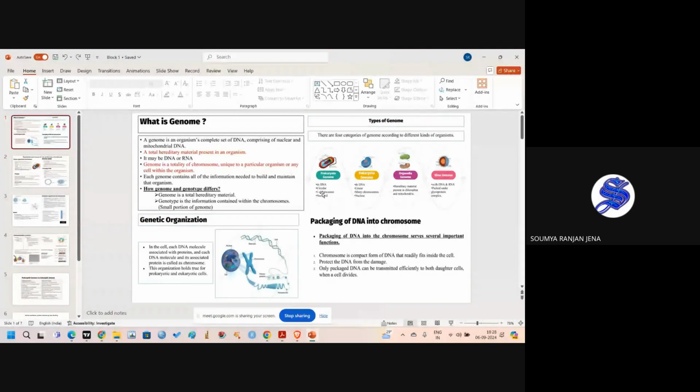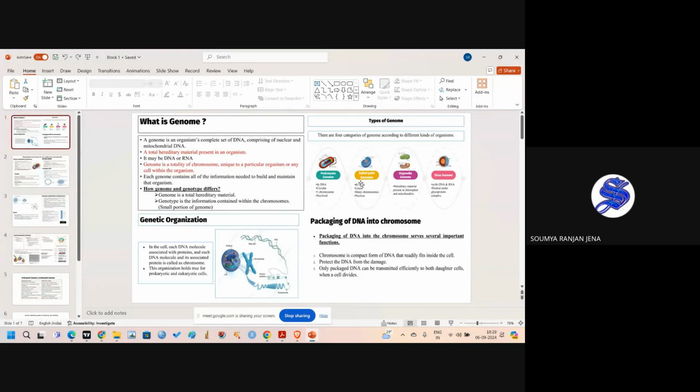If we go to the types of genomes, there are four categories of genome according to different kinds of organism. Prokaryotic: pro means primitive, karyon means nucleus. The prokaryotic genome is double-stranded DNA, circular in nature, like this, having one chromosome and a nucleoid structure. What is a nucleoid structure? This is an irregular organization of genome. We can discuss further.